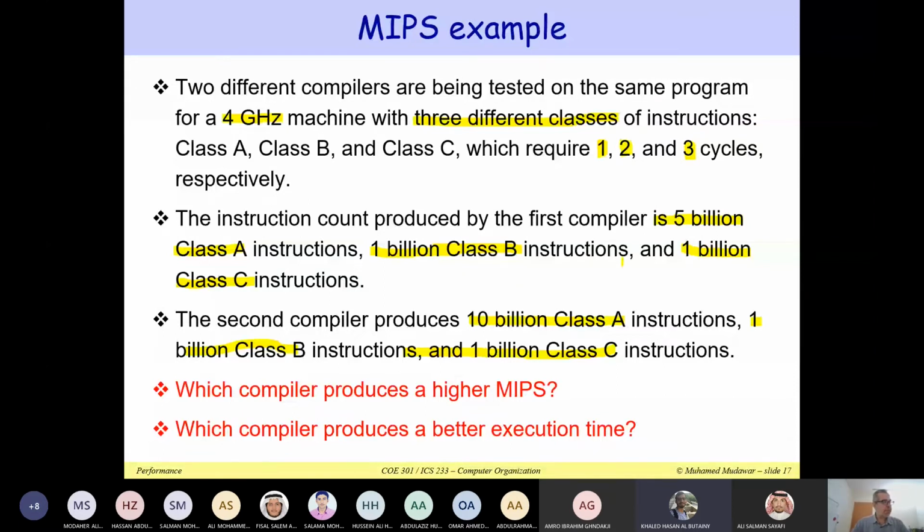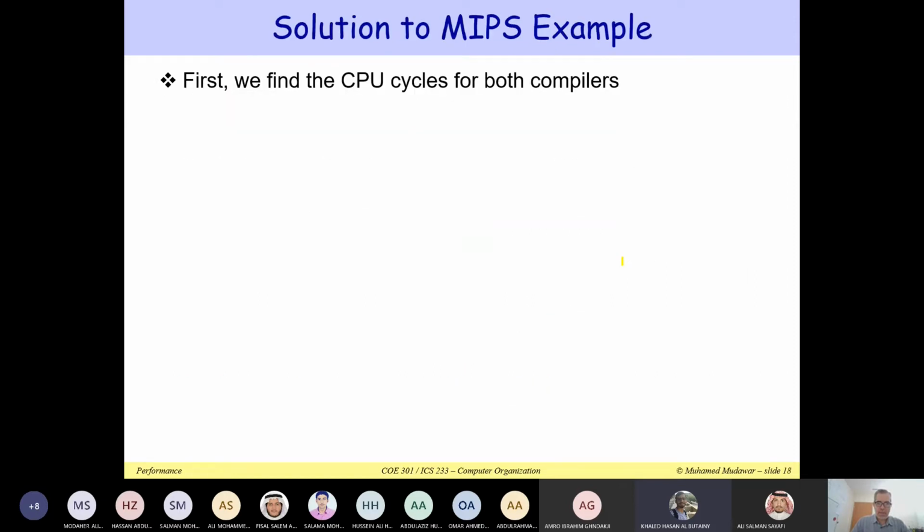Let us put it as numbers. So 5 billion should be multiplied by how many cycles? 5 times 1, 1 times 2 and 1 times 3. That's exactly what I need. So 5 times 1, because 1 cycle for class A, 1 billion times 2, and 1 billion times 3 cycles. Of course, I'm multiplying here by billion, that's 10 to the power 9. So in total you get 5 plus 2 plus 3, which is 10 billion cycles. That's the CPU cycles.